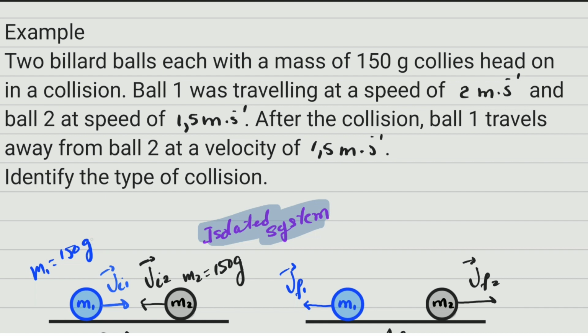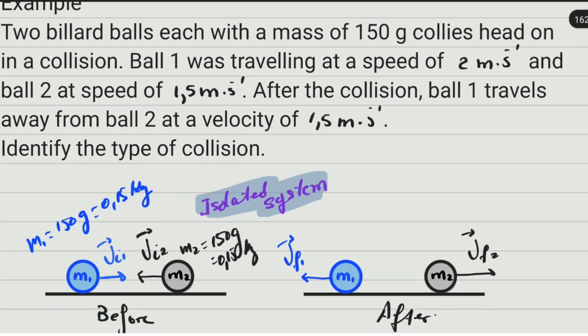When you convert, this will be equal to 0.15 kilograms, and equal to 0.15 kilograms. That is the mass of each ball. They collide head on in a collision. Ball 1 was traveling at a speed of 2 meters per second and ball 2 at a speed of 1.5 meters per second. That is before the collision. After the collision, ball 1 is traveling away from ball 2 at a velocity of 1.5 meters per second. Identify the type of collision.